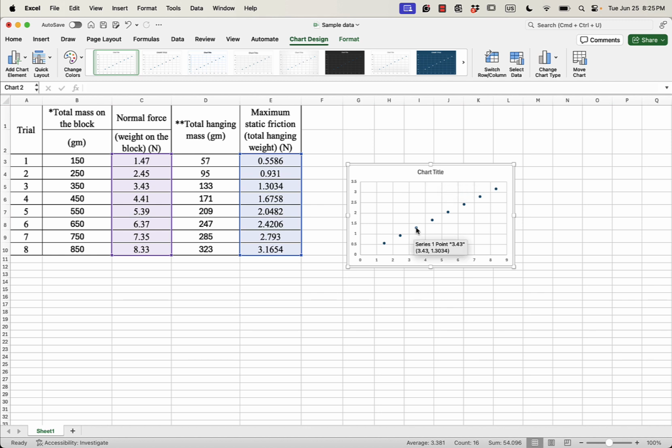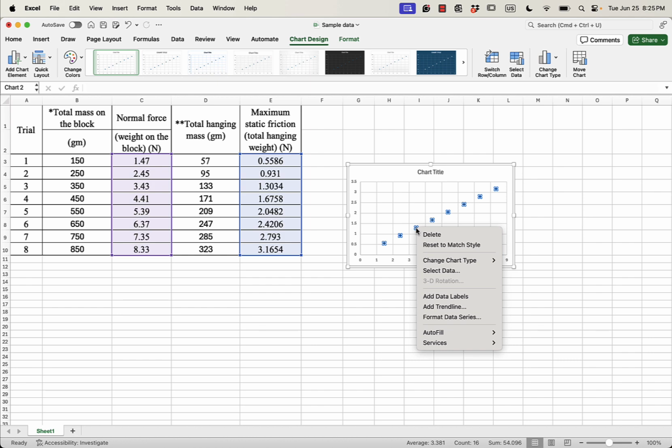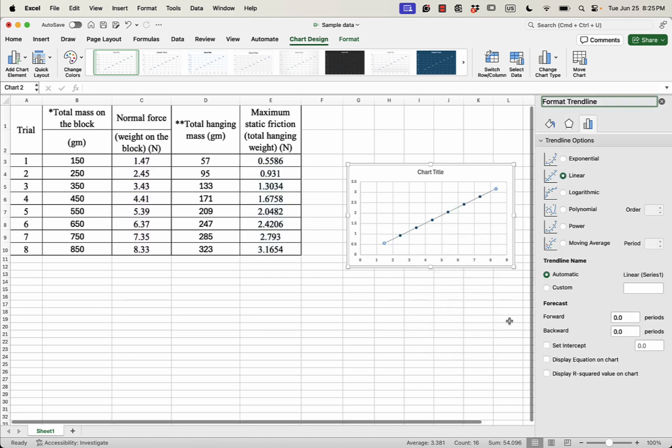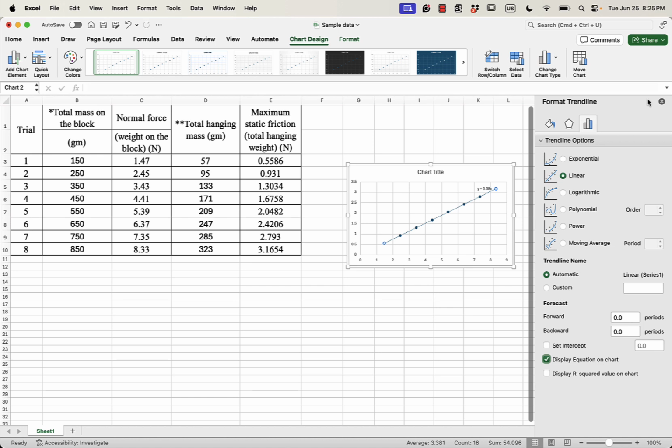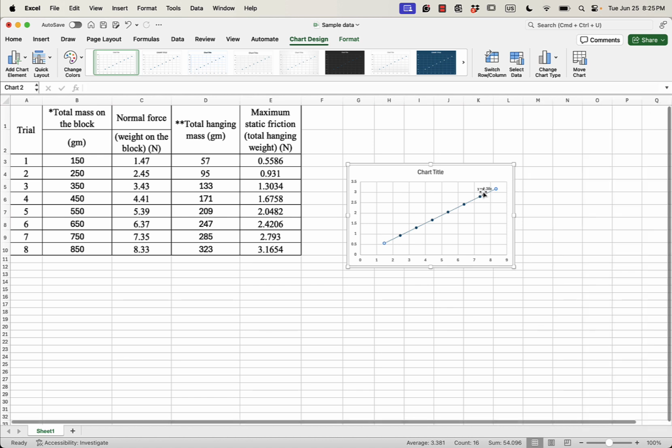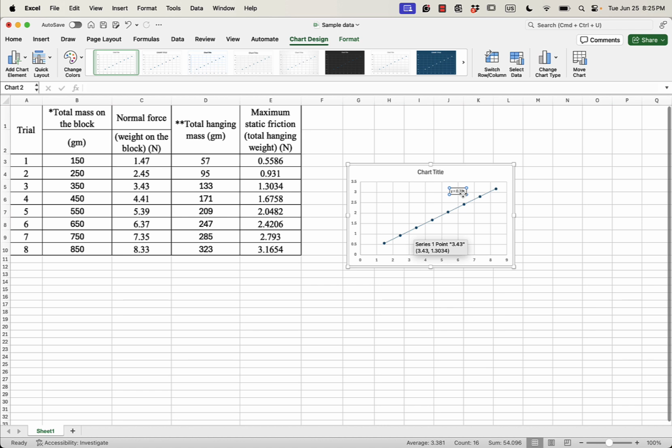Okay, and in order to find the coefficient of static friction, you can add a trend line and display the equation, and this number, the slope 0.38, is the coefficient of static friction. That's what you are trying to find. Again, I will let you put the chart title and y and x-axis labels because I have already shown that in the previous video lecture. Basically this is what you want to find.